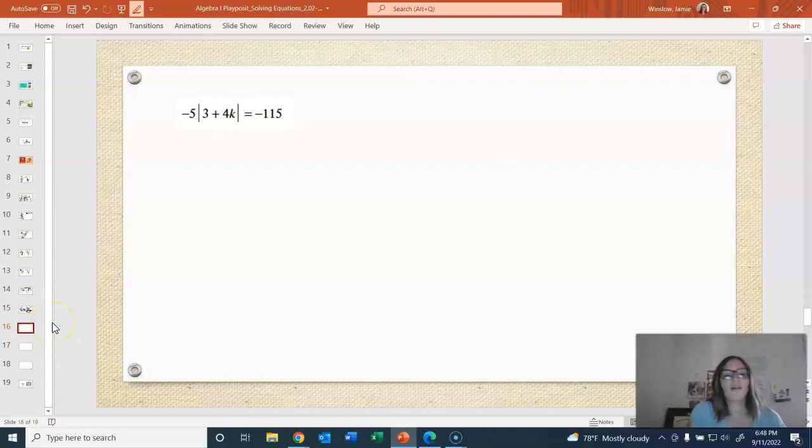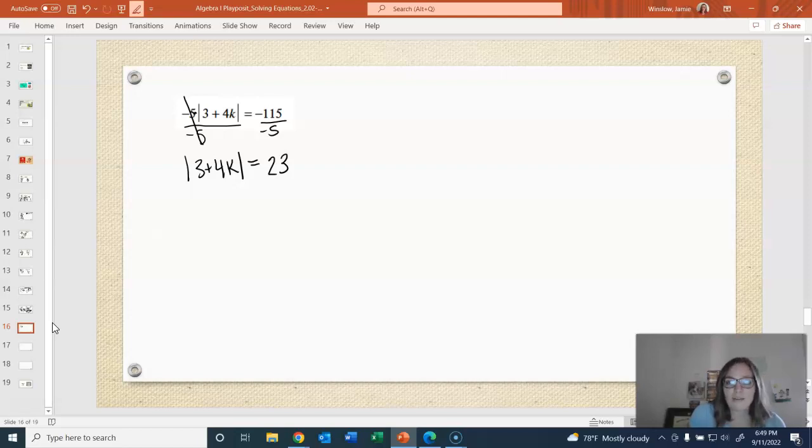Let's try another one. So step one, remember, was to get the absolute value all by itself. Well, this one has a -5 with it. So first we need to take care of that. That's a multiply by 5, so we're going to divide both sides by -5. And that will get us our absolute value by itself. This will be a positive 23.